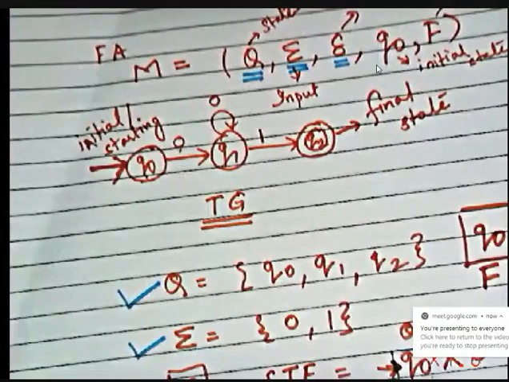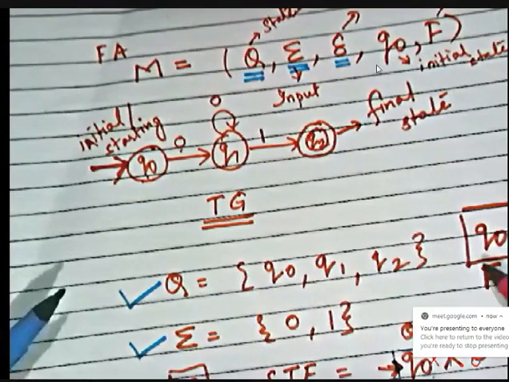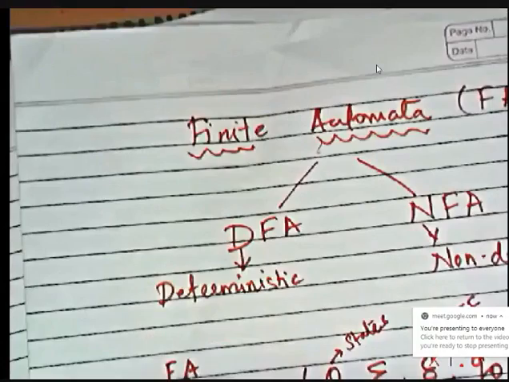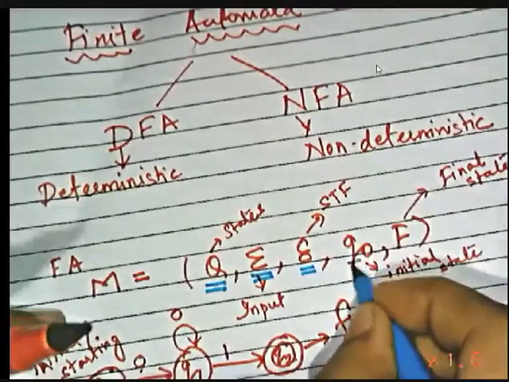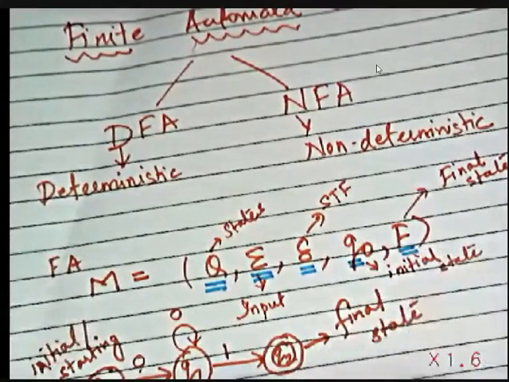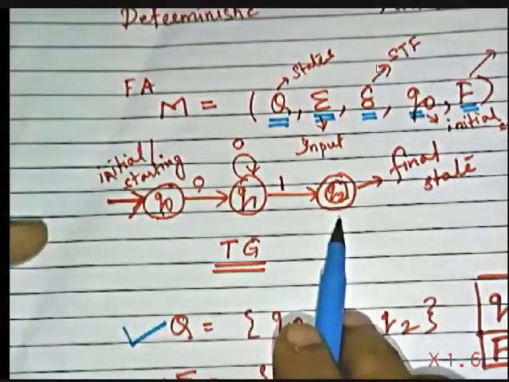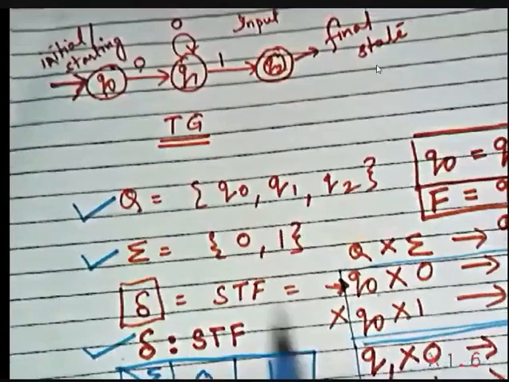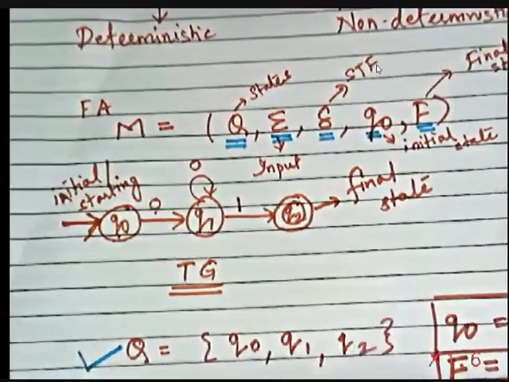So once I know all this information, Q0 and F are also known. So now I can say that I know everything about my finite automata and can easily represent it. Here we first drew the finite automata and then identified the different parameters of the finite automata. I hope this is clear to everyone.